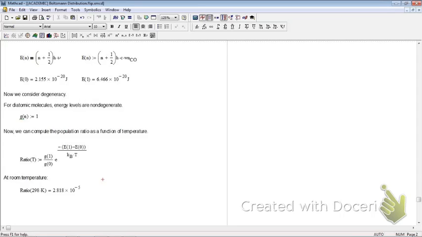Let's start at 298. We find that the ratio of these levels at 298 kelvins, close to room temperature, is on the order of 2.8 times 10 to the minus 5. Meaning there are far more molecules in the n equals 0 state than in the n equals 1 state at room temperature. If we move on to 1,000 degrees, we find that the ratio has increased, that now the ratio is 0.04, so that there are far more molecules in the n equals 1 state than was the case at 298 kelvin, but still there are many more molecules in n equals 0 than n equals 1.